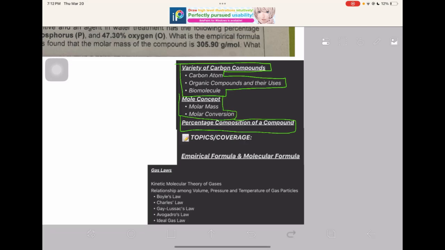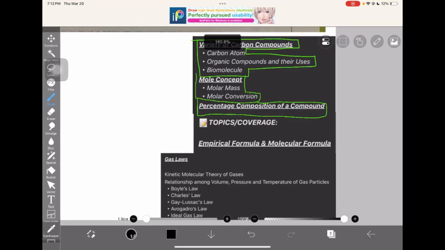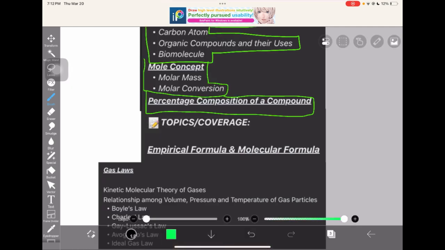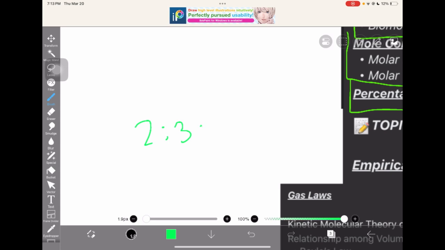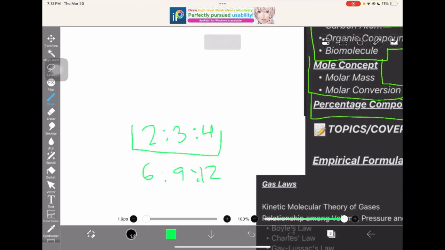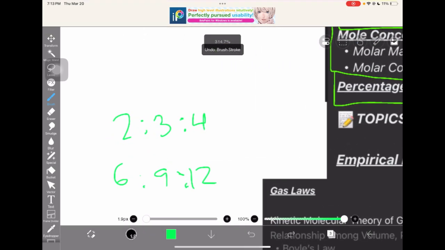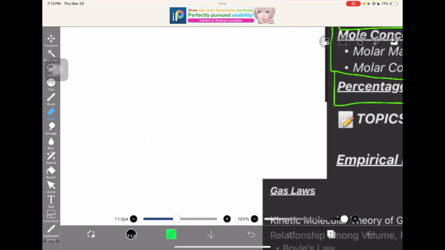Okay, let's start. First and foremost, what is the empirical and molecular formula? So empirical, just listen up here, is just the simplified ratio of each element. So like 2 is to 3 is to 4. However, molecular shows the complete amount of atoms. So like 6 is to 9 is to 12. So what we can say is empirical is the simplest ratio, while molecular is the exact ratio, the full ratio. And that's what we can say about each two.